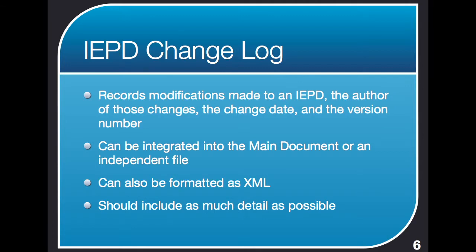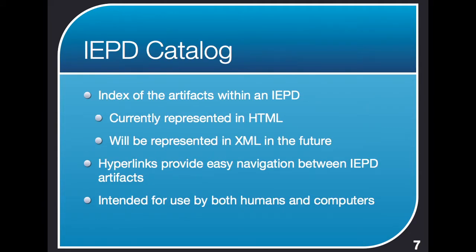It should include as much detail as possible. Don't just do, well, version 1, version 2, version 3 by Joe, Tim, and Larry. Don't do that. You want to have some detail as to what actually changed. And today's word processor tools give you a lot of ability to be able to track changes as you go. So it shouldn't be that hard to have a nice detailed changelog so people can see how this thing changed through time. The IEPD catalog is an index of all the artifacts within an IEPD, so basically all the files, both human and computer readable.